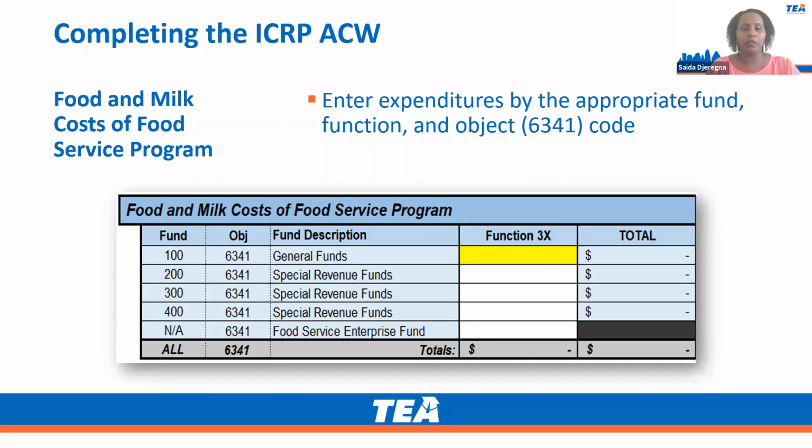An example query to run for this section would be for line item 1, Fund 100, Object 6341 for Function 3X. One query is needed. Query expenditure for Fund 100, Function 3X, Object 6341. Then you report the amount in the corresponding line item cell. Expenditures for food and milk in food service program are also considered excluded costs.